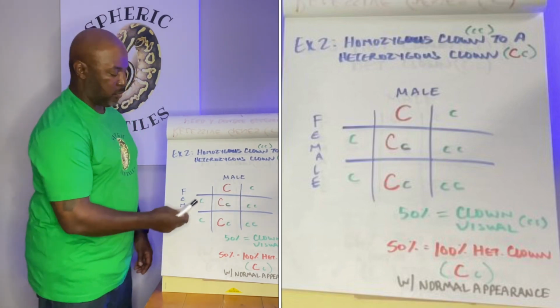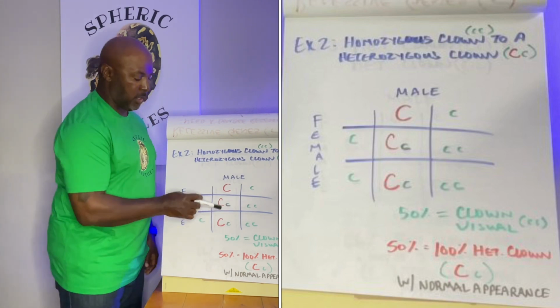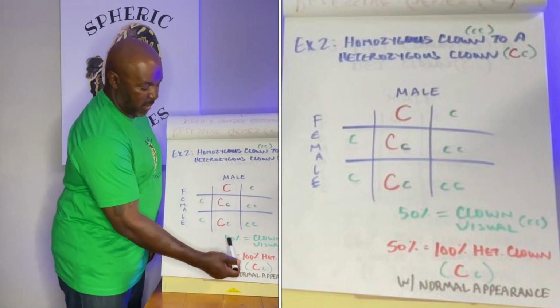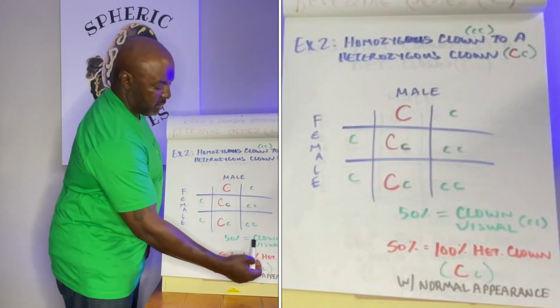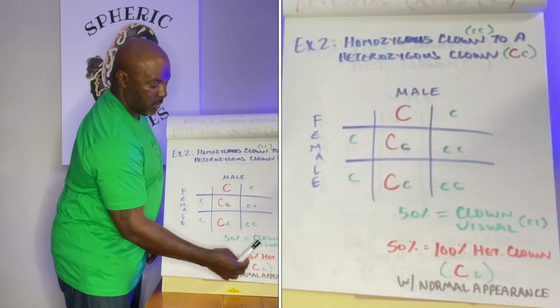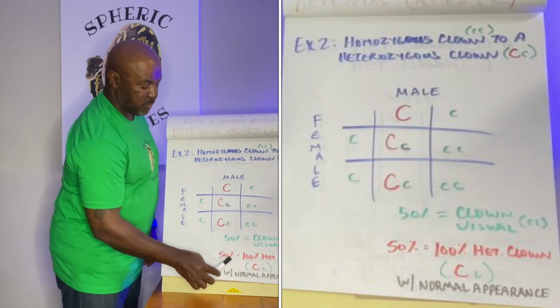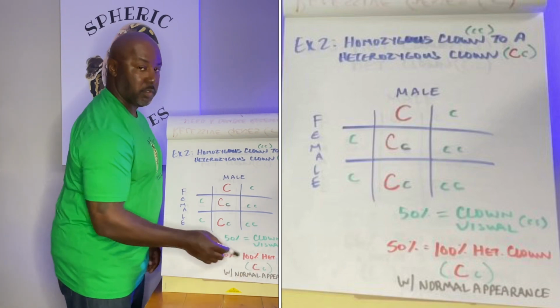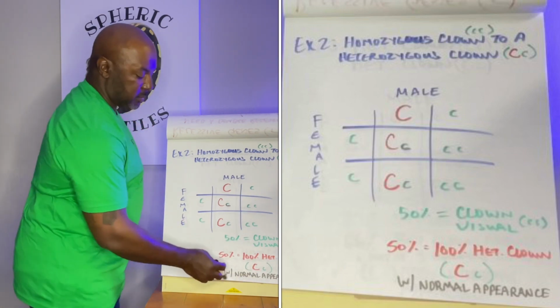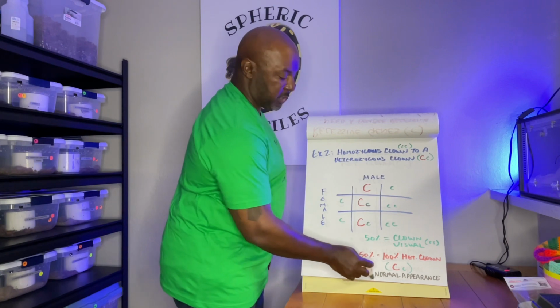Then you have a female with a double recessive. And what you'd end up with, as you can see, is a 50% chance of getting a clown visual from this side per egg, and then a 50% chance of being 100% het for clown. But the hets will always have a normal appearance.